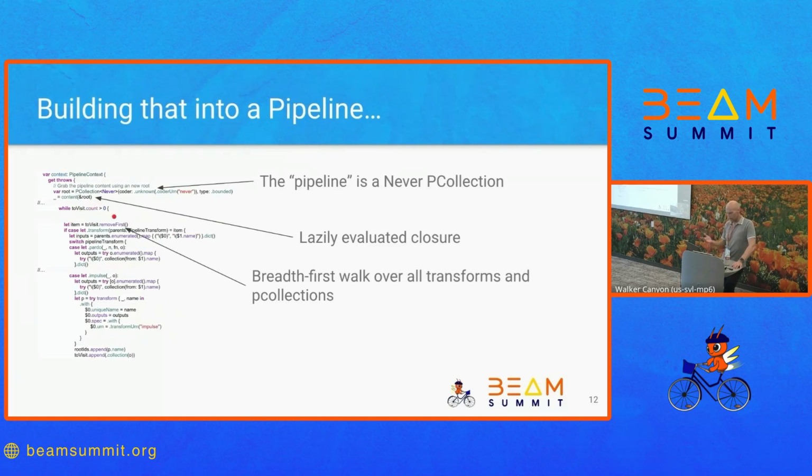And then we just basically do a breadth first walk over the transforms to pull out all the transforms, all the P collections, and then essentially just go through and build the protobuf representation of each of those. So that's all that's really happening here. This is not particularly interesting. It's just how to use protobuf with Swift.